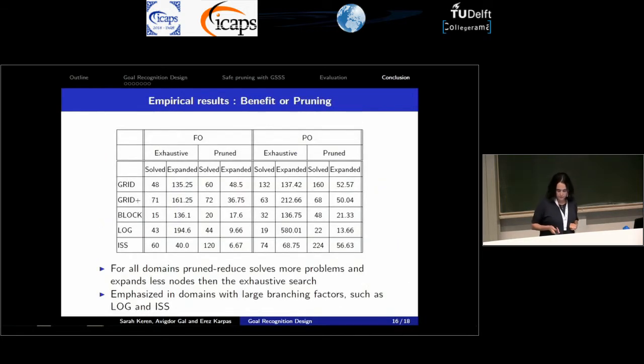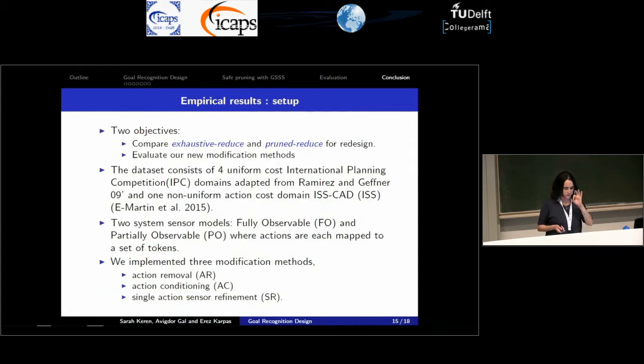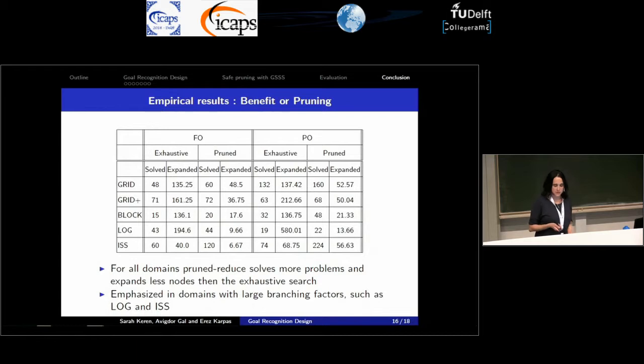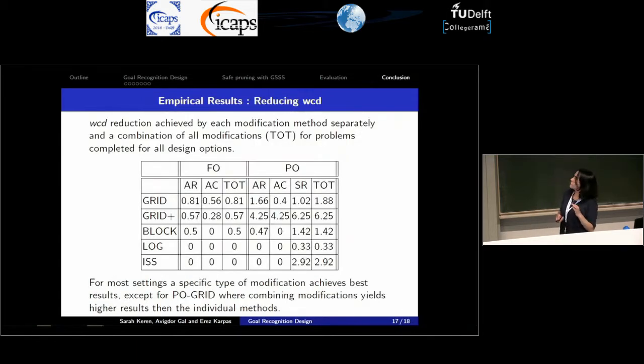So, I don't think I have time for the empirical evaluation in depth, but what we showed, of course, was that pruning was effective. Due to lack of time, I won't go into the details. I'll just say that we tested this on IPPC domains and the ISS domains with non-uniform action costs. The idea was that by introducing the more refined action conditioning, in some cases we could achieve the same results as we did with action removal.